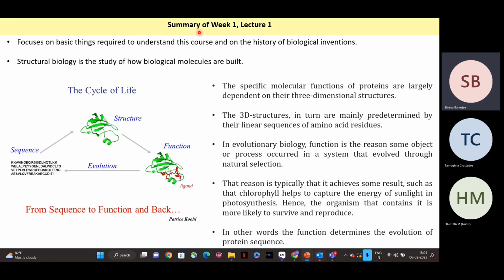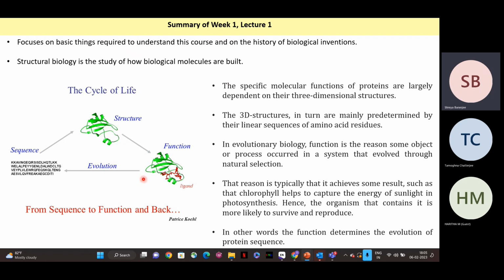So firstly, this is the summary of week 1, lecture 1. That lecture focused mainly on basic things required to understand this course and on the history of biological inventions. Just stop me anytime you have any doubts, or if you had any doubts about the class also, you can ask about them here. Okay, so structural biology is the study of how biological molecules are built.